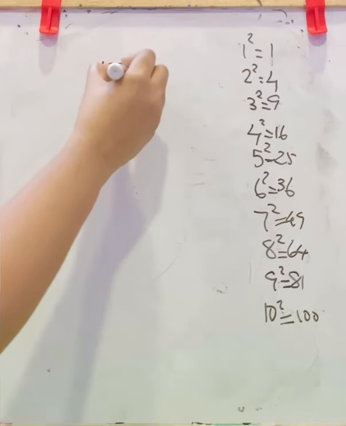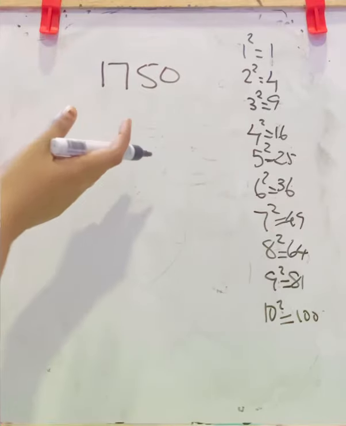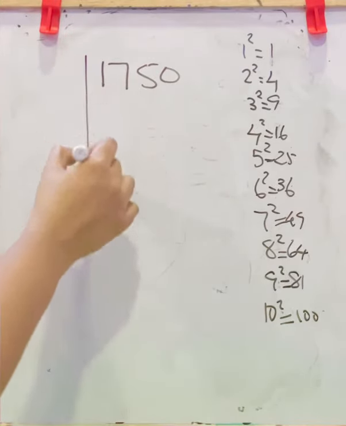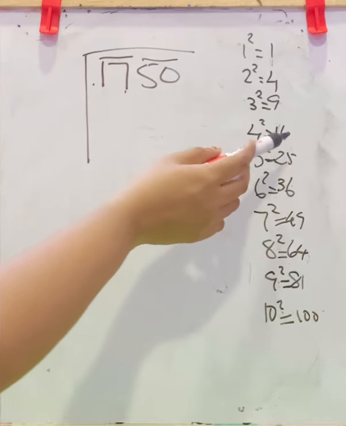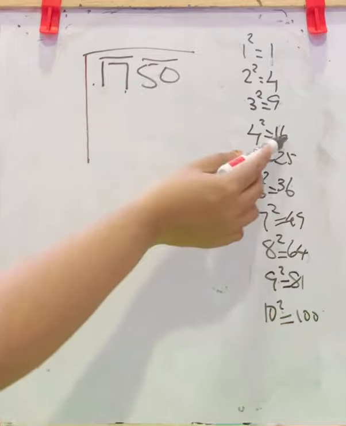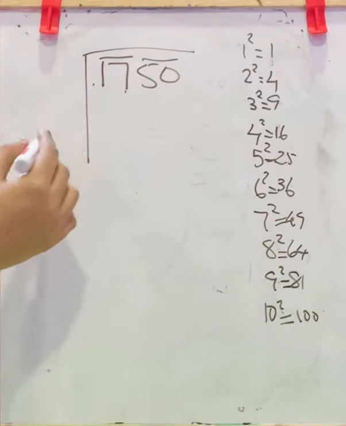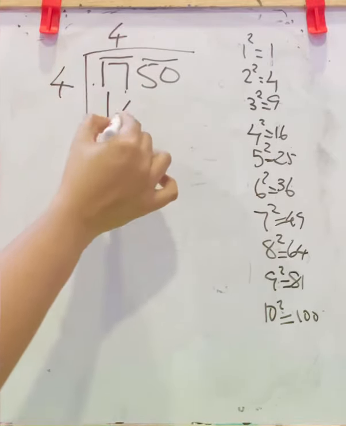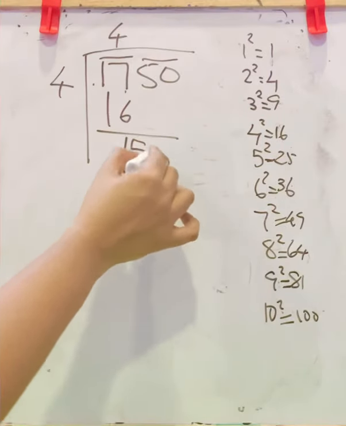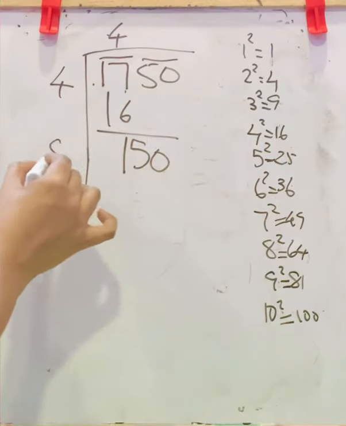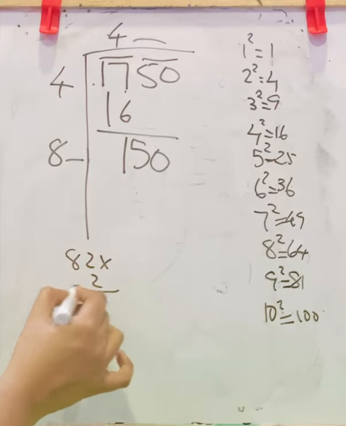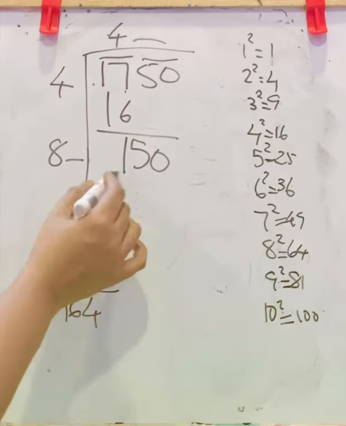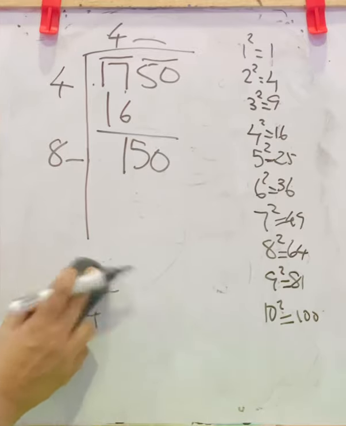Next question, 1750. What number should be added to this to make it a perfect square? First we will find it by the division method. Pair it. Here 17 lies between 16 and 25. Consider 16, the smaller number. So 4 4s are 16. Balance is 1. Carry down this 50. Now double this 4. 4 2s are 8. Dash and dash here. Now 81 into 1 is 81. 82 into 2: 2 2s are 4, 8 2s are 16. It is bigger than this, so we will consider 81 into 1.